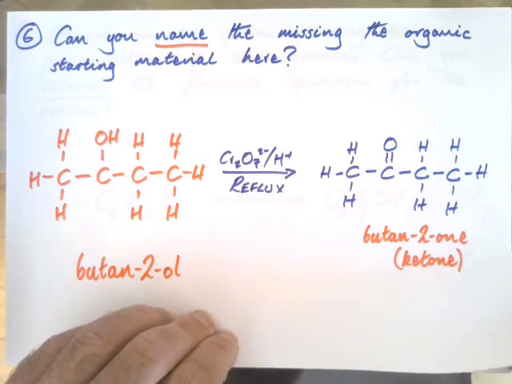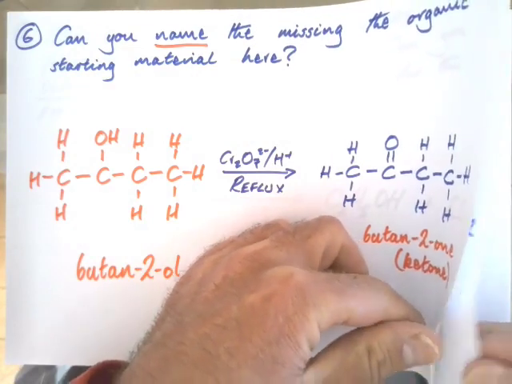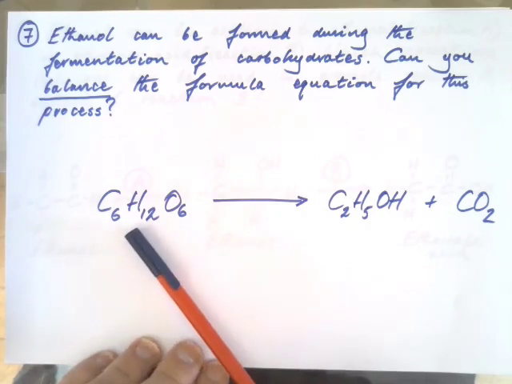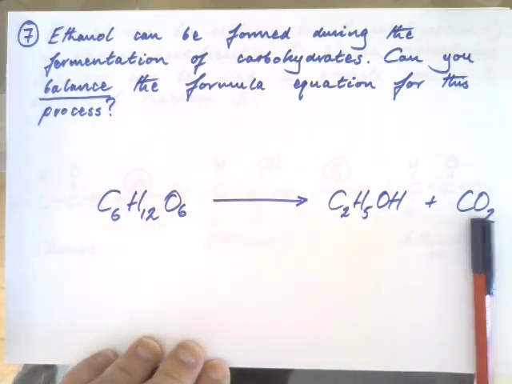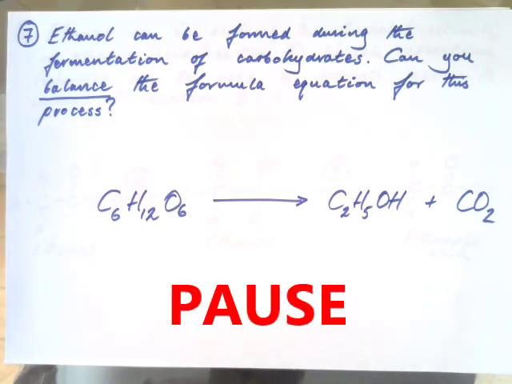Right, question number 7. Hopefully you're doing really well. Let's see if we can get this. Question number 7. Okay. Ethanol can be formed during the fermentation of carbohydrates. Can you balance the equation for this fermentation process? So here's our carbohydrates. Here's our ethanol. We also make CO2 in the process. We need to balance this form of the equation. Pause the video, have a think, and then see if you got the right answer.